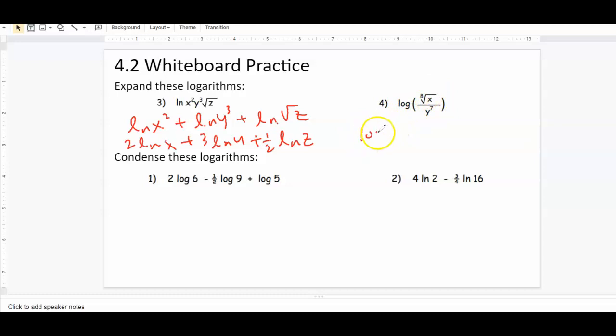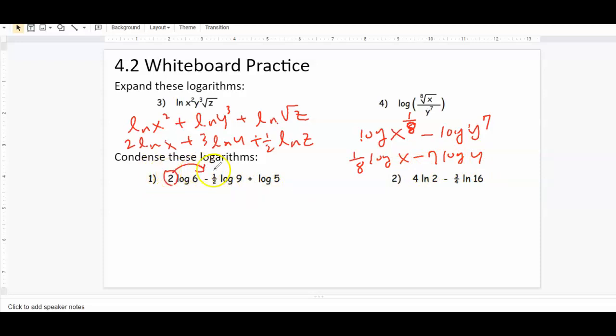All right. Log of 8th root of x. Can I write it as x to the 1/8 power? Yeah. Okay. Y is to the 7th power in the denominator, so it's going to be minus log of y to the 7th power. Drop it in the front: 1/8 log of x minus 7 log of y is how you expand it. Now, condensing it is backwards.